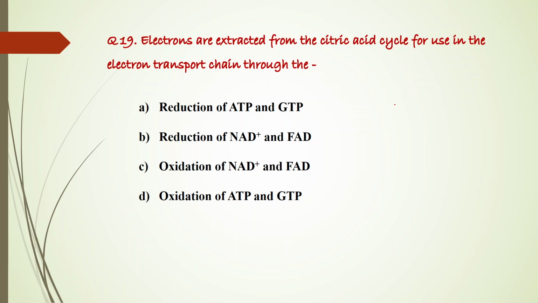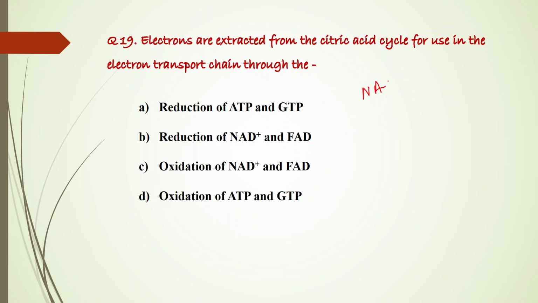So this question says electrons are extracted from the citric acid cycle for use in the electron transport chain. Okay, through what? We have discussed it in some other questions previously as well. So you have to identify which among them works as electron transporters, that is, from which of these species you get your electrons.